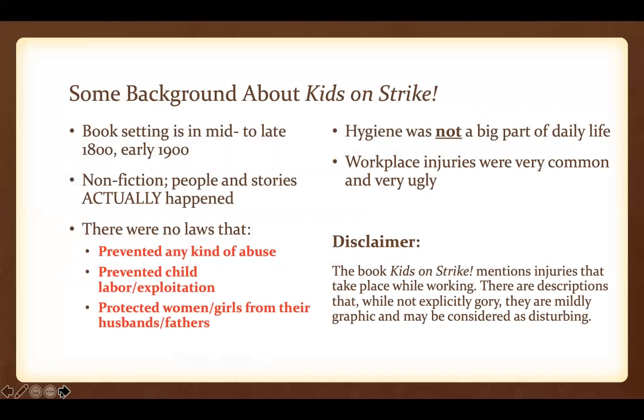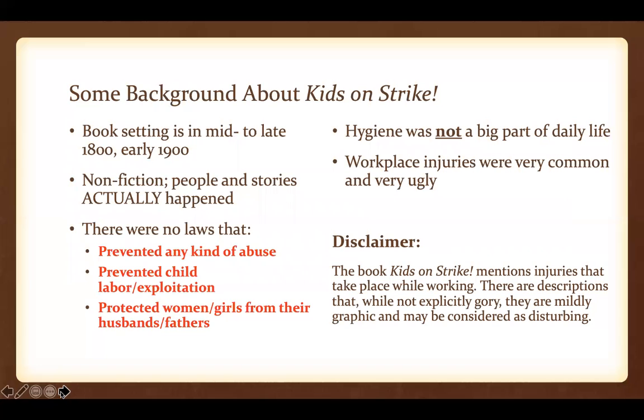Now, let's have some background knowledge about Kids on Strike. So some background knowledge includes, students, that the book setting is in the mid to late 1800s to early 1900s. It is a non-fictional text, so we know it's not false. So people and stories have actually happened within the story of Kids on Strike.